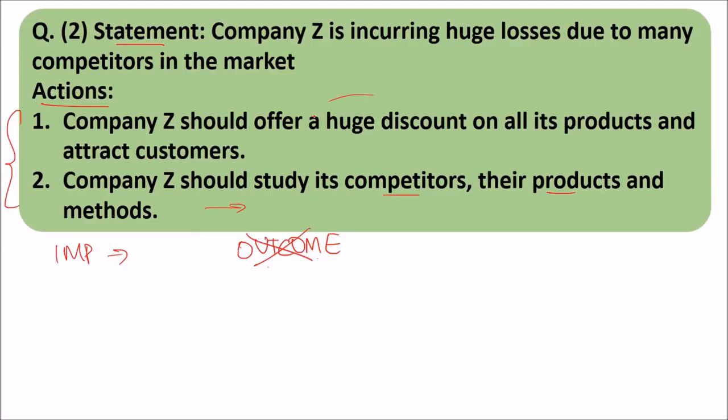Over here, on offering a huge discount on all the products, there is no guarantee that customers will come. We cannot predict that. Also, apart from this, already the company is incurring huge losses. This discount will put a dent in the company's financials. If customers don't come, again it would be a very huge dent. It is a huge risk. We cannot predict the outcome. So this is a wrong option.